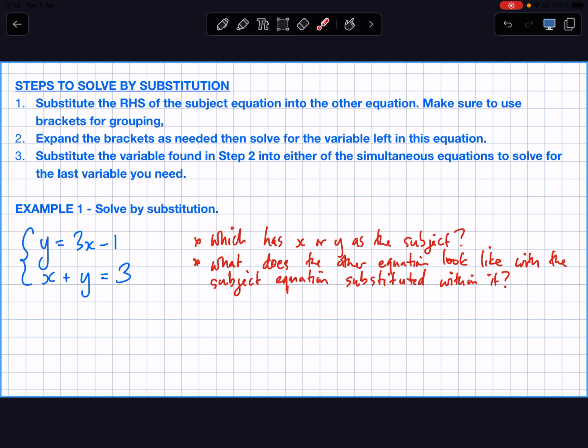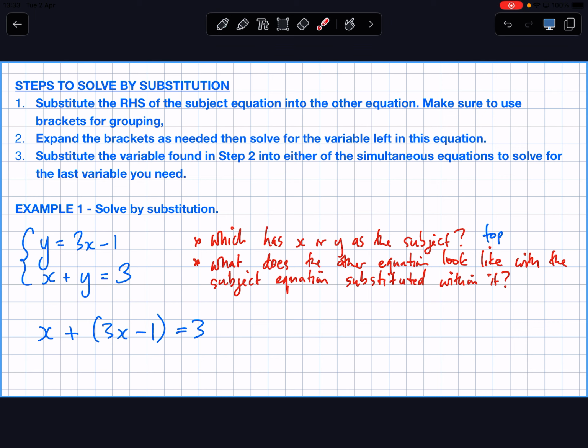Top. What's the subject of it? Y. What does the other equation look like with the subject equation substituted into it? So what do I do? Substitute the right-hand side of that subject equation into the other one and use brackets for grouping. So this equation is telling me that y is equal to 3x take 1. So what's the second equation going to look like if I shove that in to where y is? It's going to be x plus (3x take 1) equals 3.